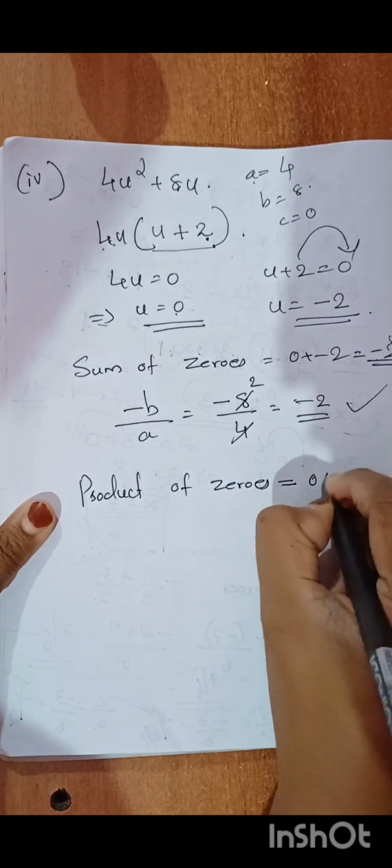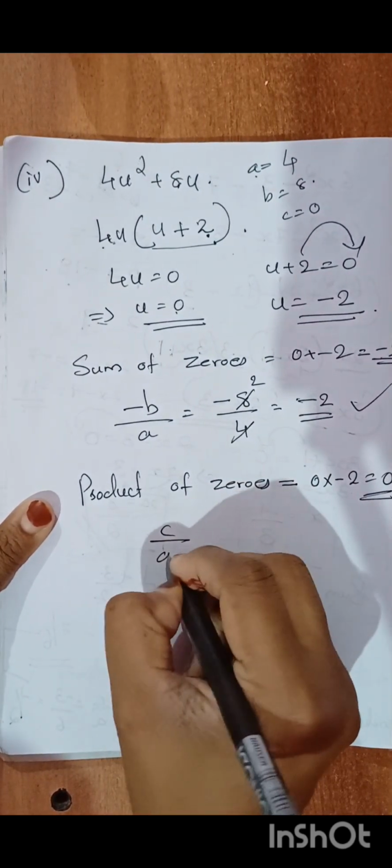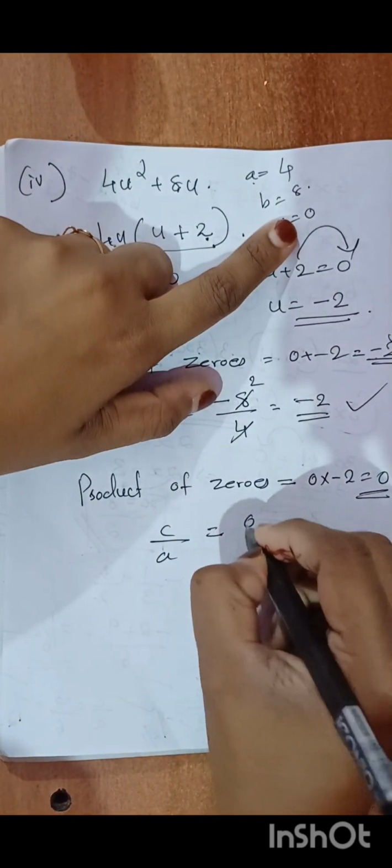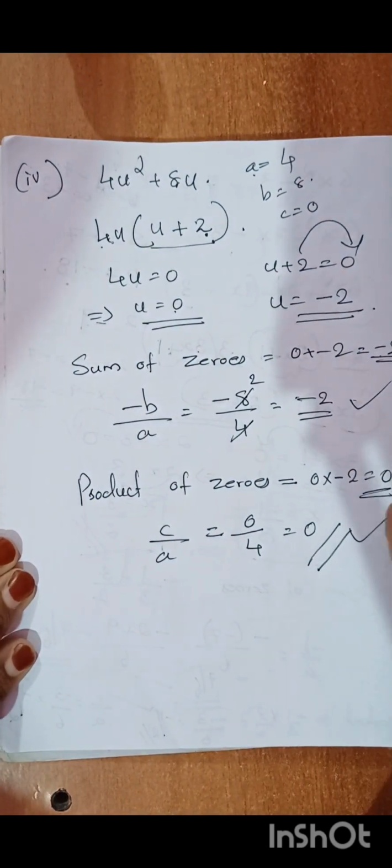Product of zeros is equal to 0 into minus 2. Answer is 0. What about c by a? c is also 0 here, 0 by 4. Answer is 0. Hence this one is also the same.